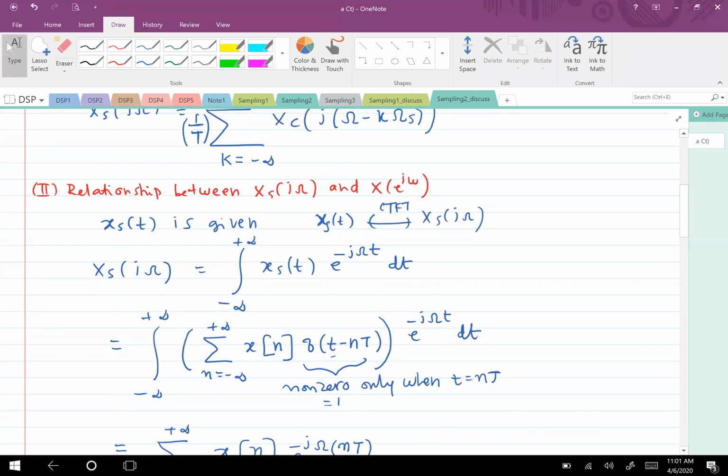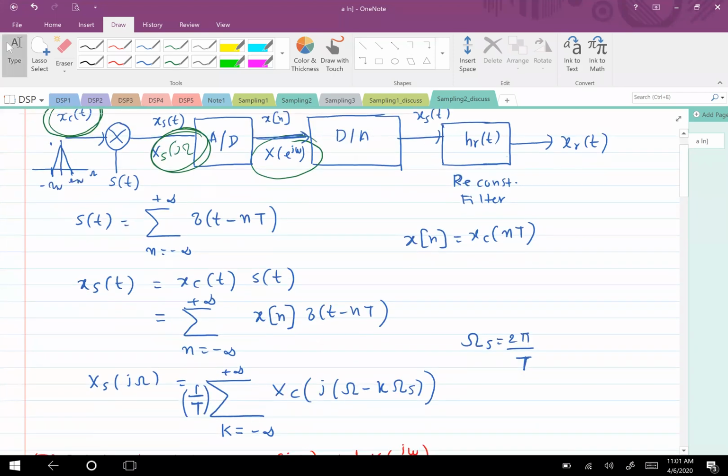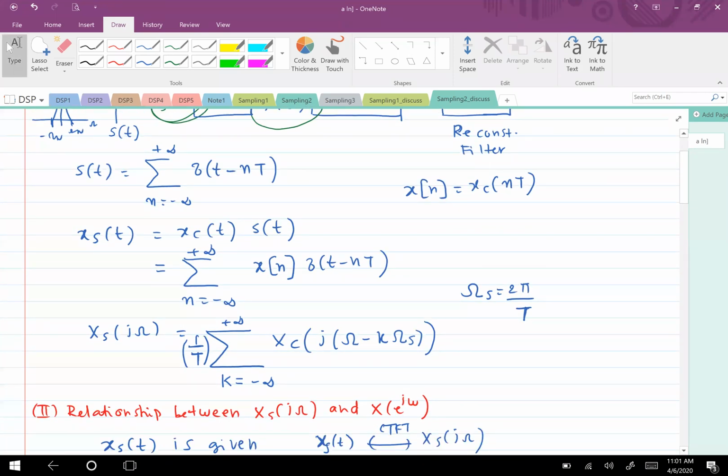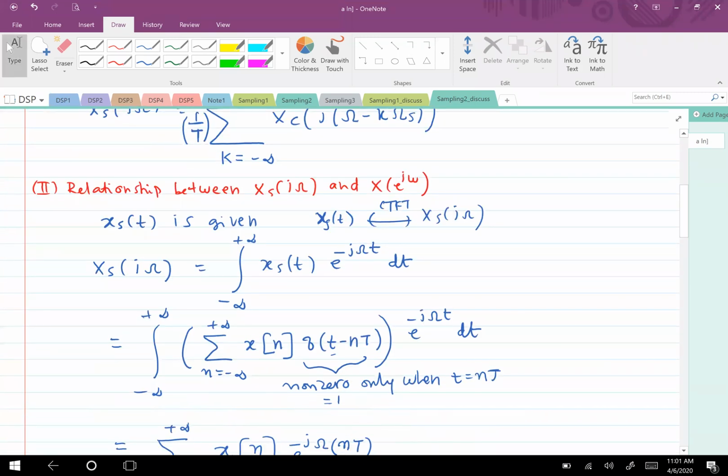So here first we would try to express Xs of j omega in terms of Xc of t. That's the first exercise we are doing here. This is the relationship we are going to establish. So what did we do there? We know this is very simple. In fact, we did most of the things in the previous one.